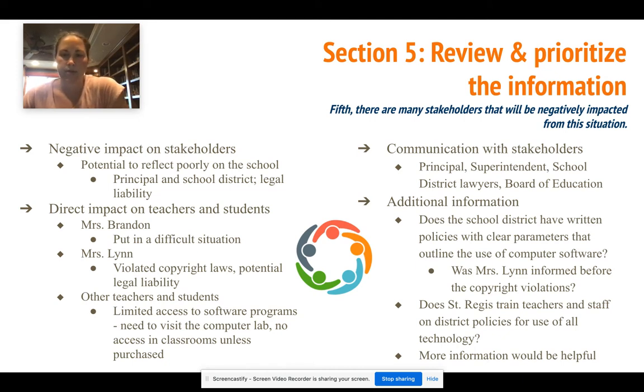Communication with stakeholders: we need to communicate with the principal, the superintendent, possibly school district lawyers, and possibly the Board of Education. Additional information: does the school district have written policies with clear parameters that outline the use of computer software? Was Mrs. Lynn informed before the copyright violations? Does St. Regis train teachers and staff on district policies for use of all technology? More information would be helpful in this situation.